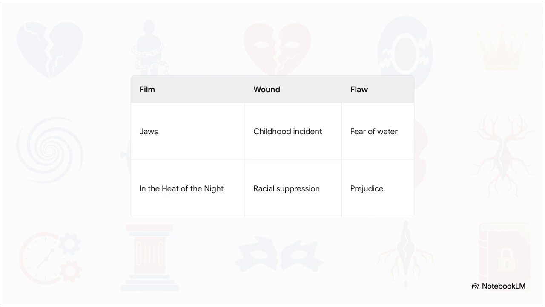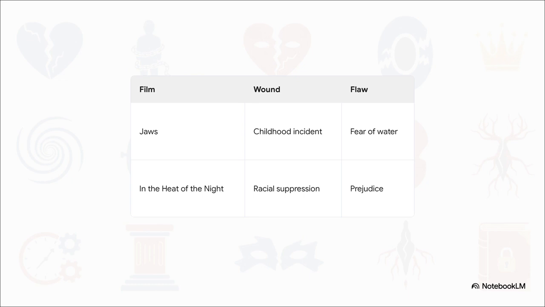In Jaws, the wound is a traumatic childhood incident involving water. That's the past trauma. The resulting flaw in the present, a crippling fear that is active and consequential every single time he stands at the shore. It literally stops him from doing his job, creating this paralyzing barrier that protects him from the water, sure, but endangers everyone around him. Or look at the film In the Heat of the Night.